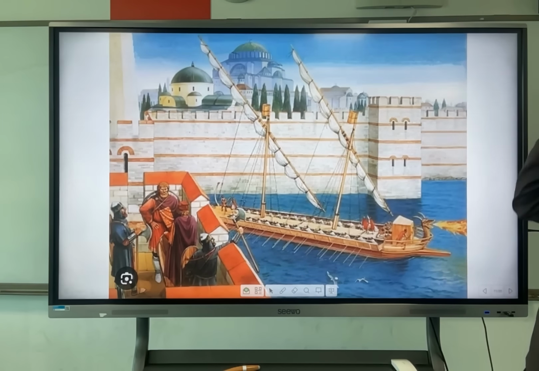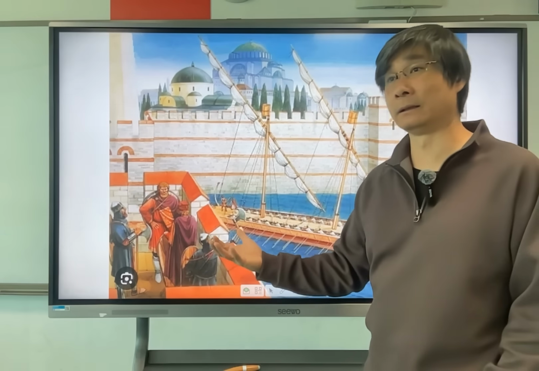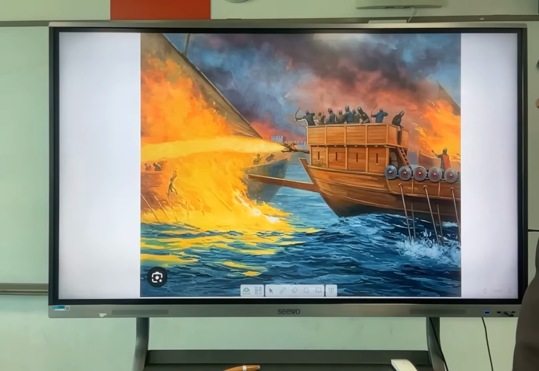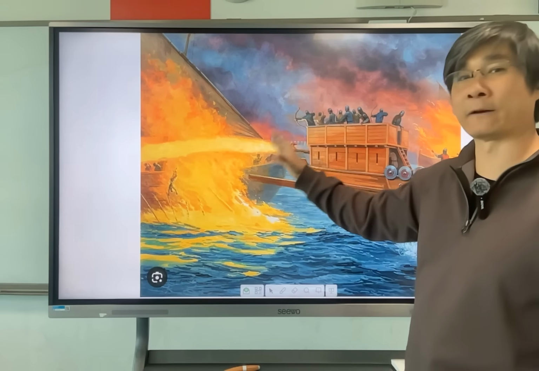Okay? They also had sea walls. So not only could you not attack Constantinople by land, you couldn't even attack it by sea. One of the great inventions of Constantinople is the idea of Greek fire.